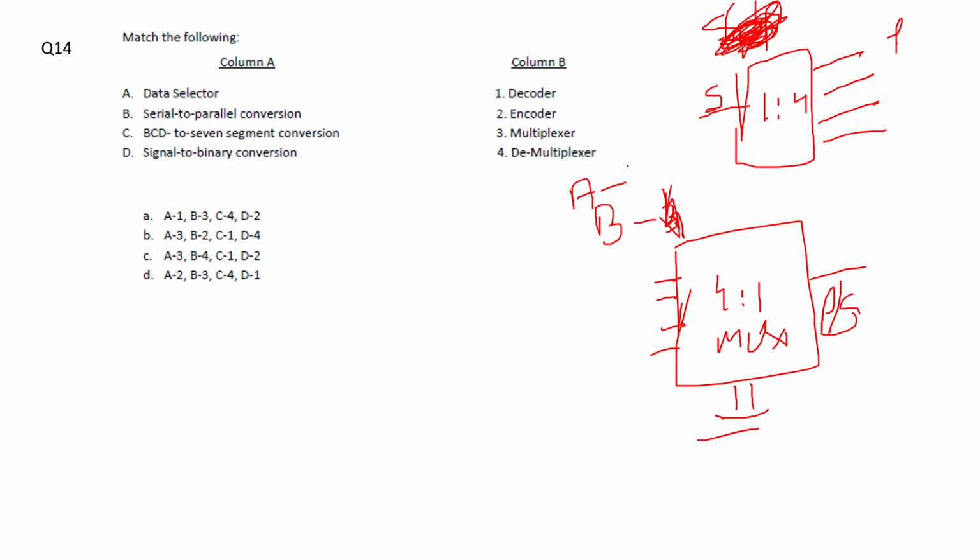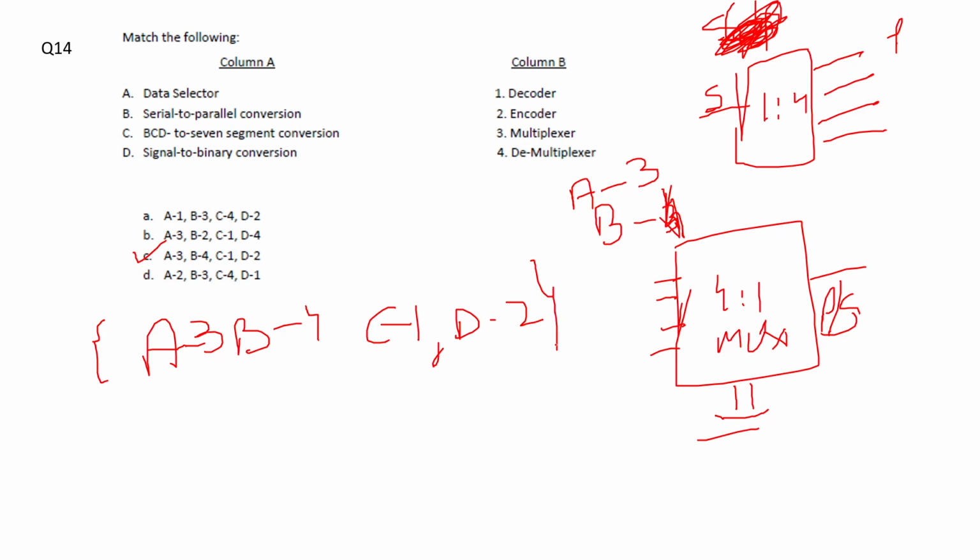So A3 B4, and signal to binary conversion is simply your encoder, and BCD to 7 segment display is your decoder. So we have the combination like this: A3, B4, C1 and D2. Signal to binary conversion is your encoder. So this is option C. These things are very well taught in your lectures, you can refer to them again. These are just nomenclatures and the workings of muxes, demuxes, encoders and decoders.